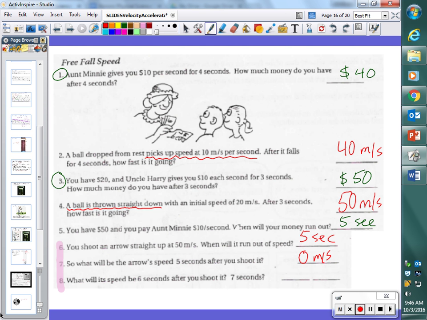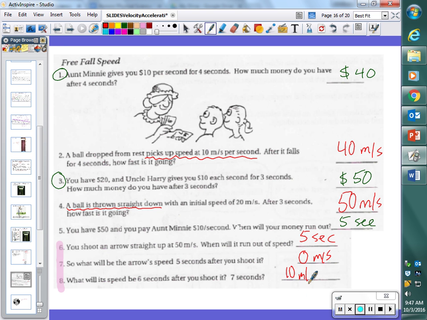So, what will be the arrow's speed 5 seconds after we shot it? 0 meters per second. And that happens at the apex, at the top, right? What will be its speed 6 seconds after we shoot it? What will be its speed? 10 meters per second. Okay?